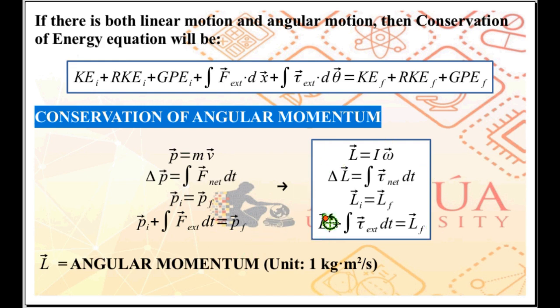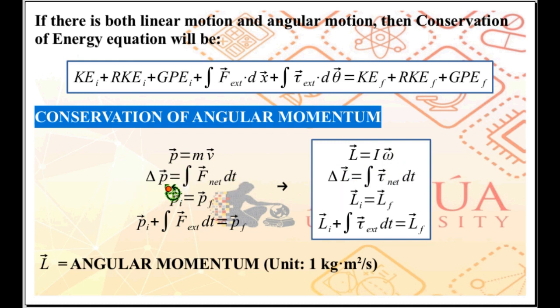For angular motion, we have capital L, the angular momentum of the object. The unit is kilogram meter squared per second. Note that this unit is different from the unit of linear momentum. Linear momentum unit is just kilogram meter per second, whereas for angular momentum, the unit is kilogram meter squared per second. So we replace P by L, we have angular momentum for angular motion. So P, replace it with L, then m replace with I, and v replace with omega. We have the angular momentum equation: L is equal to I omega.